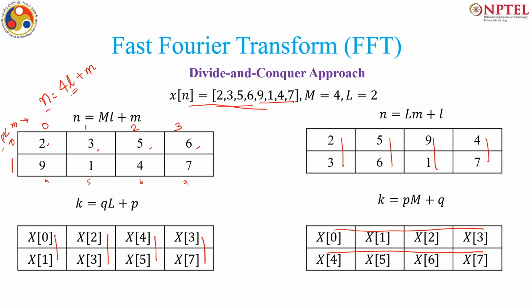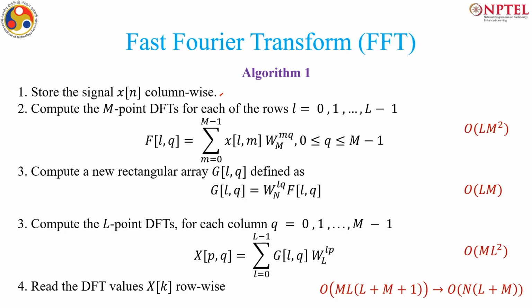Column wise means like this. Then what will we do? We will compute the M-point DFTs of each row. This is the signal stored column wise, and this is the formula to find the M-point DFTs. For an N-point DFT, the computation complexity is N squared. For an M-point DFT it will be M squared, and how many such DFTs are we computing? There are L rows, so L such DFTs. So the cost will be L M squared.